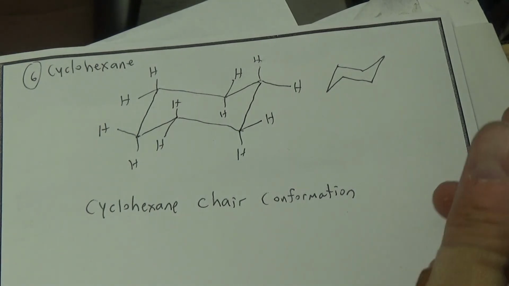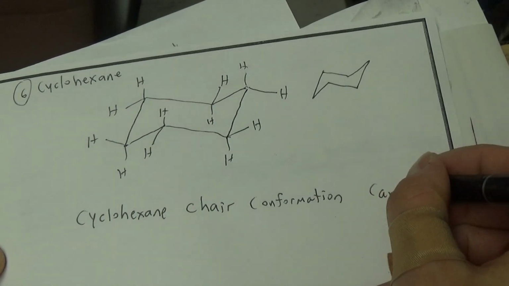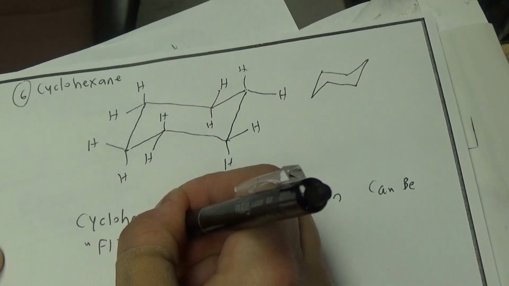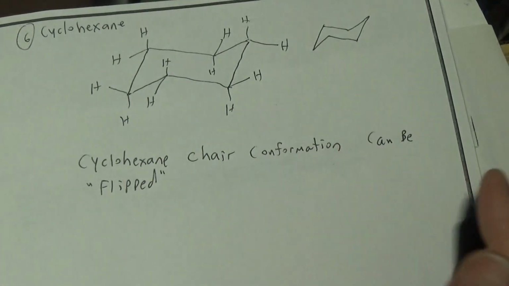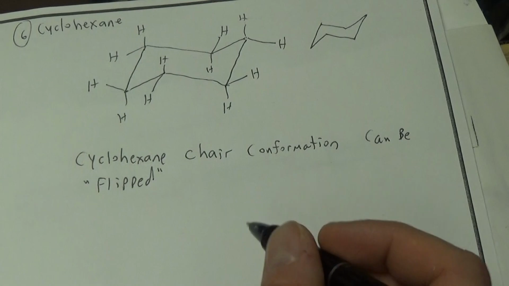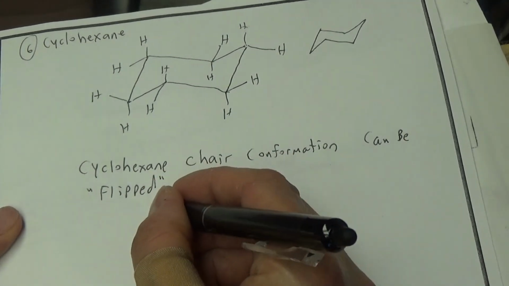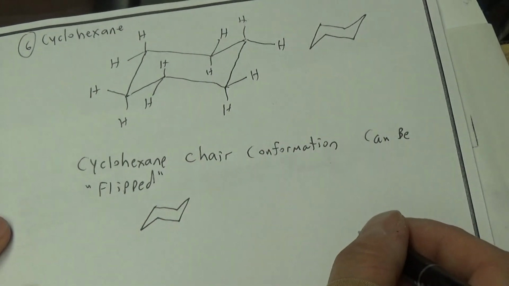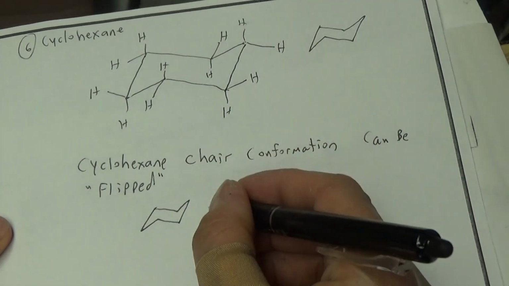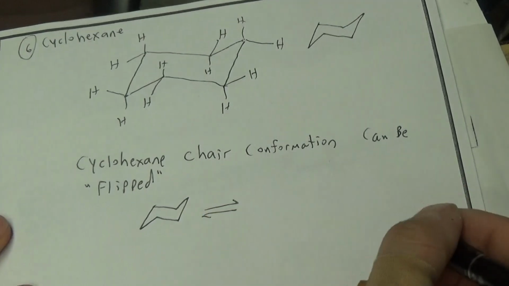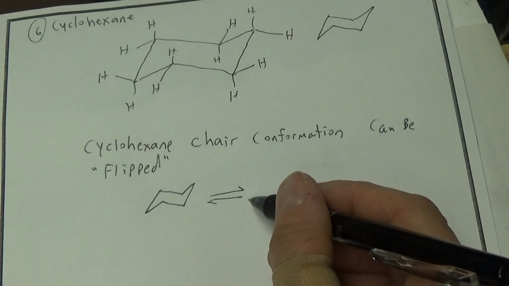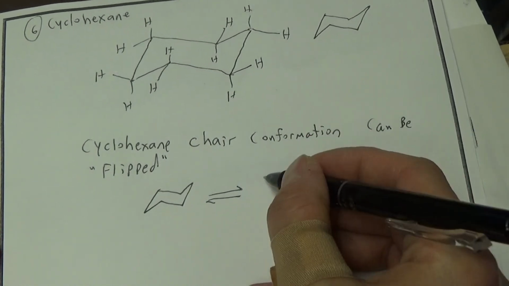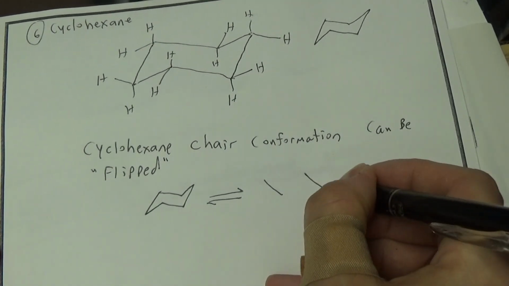it can be flipped from one side to the other. The chair conformation of cyclohexane can be flipped. I'll show it real quickly. I'll draw a little mini chair down there. That's one chair. And it can flip, and it's in equilibrium. So it's not resonance, right? Resonance is the other kind of arrow, and that's just a movement of pi electrons. But it can be flipped to kind of the opposite direction.